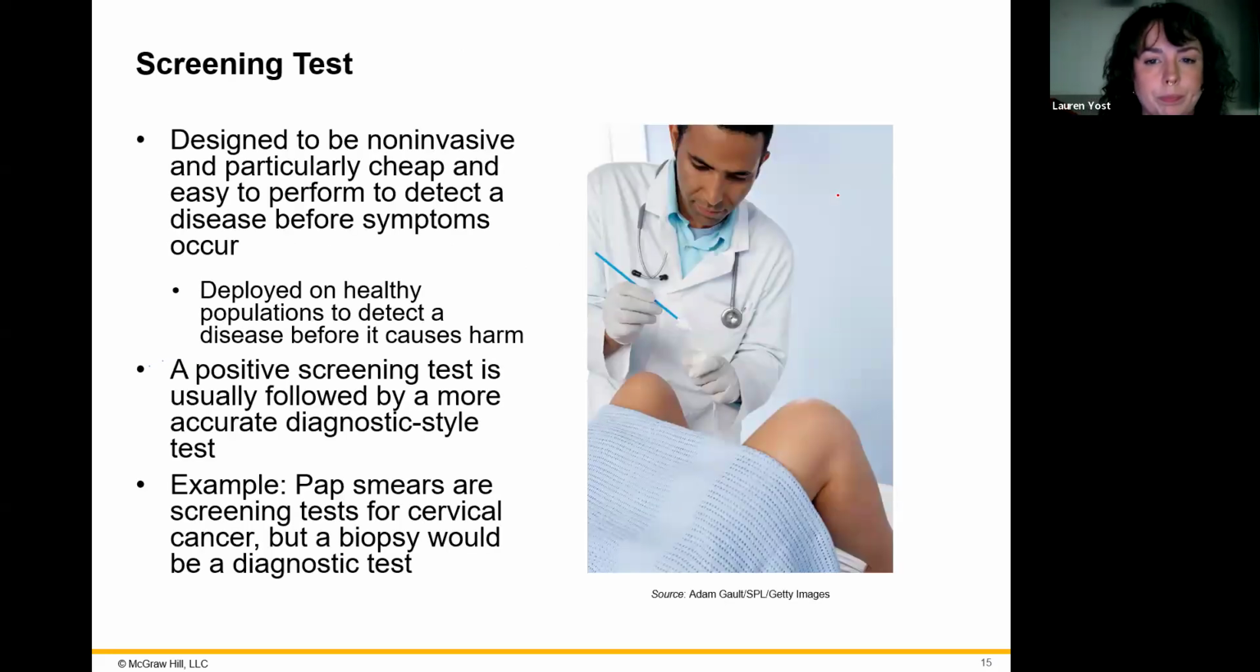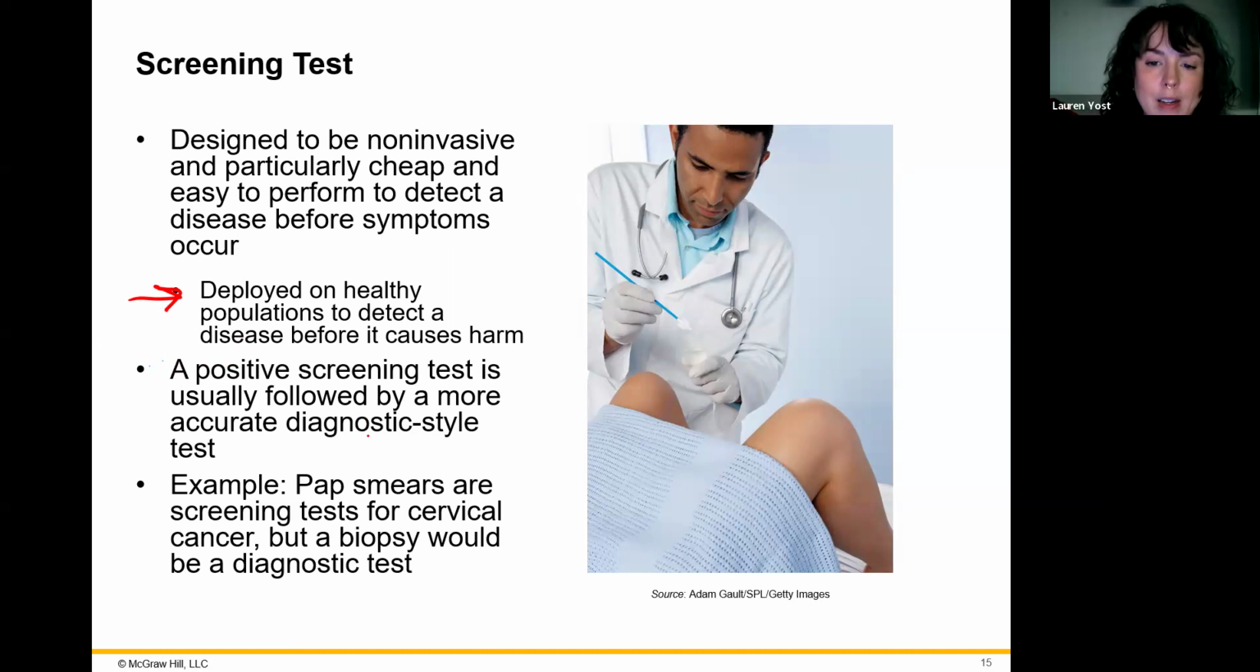Usually those screening tests are supposed to be cheap and easy to perform, and we can deploy them on healthy populations that are not really inundated with the disease yet, or even not at all. And have them start testing regularly so we can detect the disease before it starts causing harm to the population, before it's hard to get control of. Those screening tests are effective for that because they're cheap and easy to use. You don't need much training to do them.